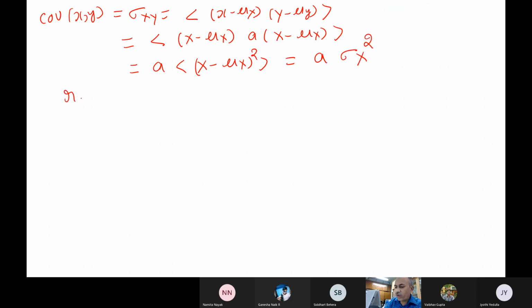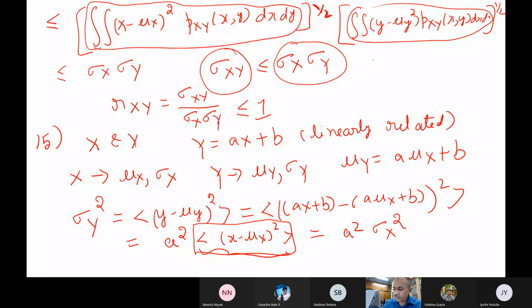Now if I try to find out the correlation coefficient, the numerator is sigma xy, that is a times sigma x square. And what is sigma x? It is sigma x. And what is sigma y? This is sigma y square. What is sigma y? A times sigma x.